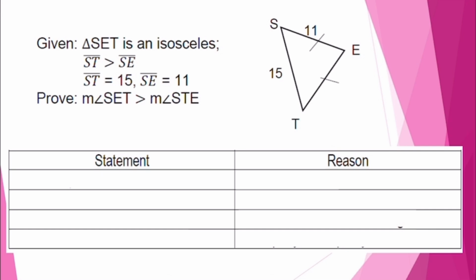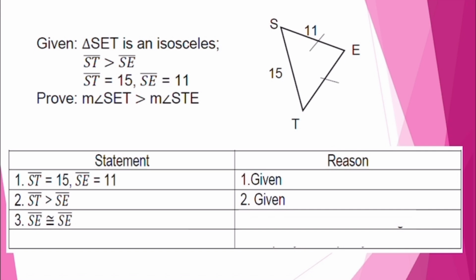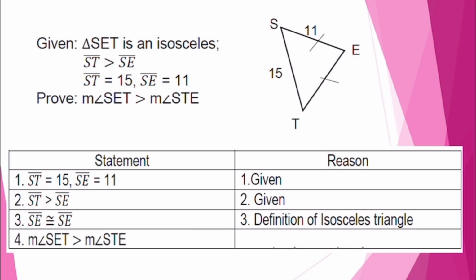So, for our first statement, we have line segment ST is equal to 15 and line segment SE is equal to 11. Our reason here is given. And for our second statement, line segment ST is greater than line segment SE. The reason is also given. For our third statement, line segment SE is congruent to line segment SE. The reason? By the definition of isosceles triangle. And for our last statement, the degree measure of angle SET is greater than the degree measure of angle STE. And the reason is by the property of inequality.